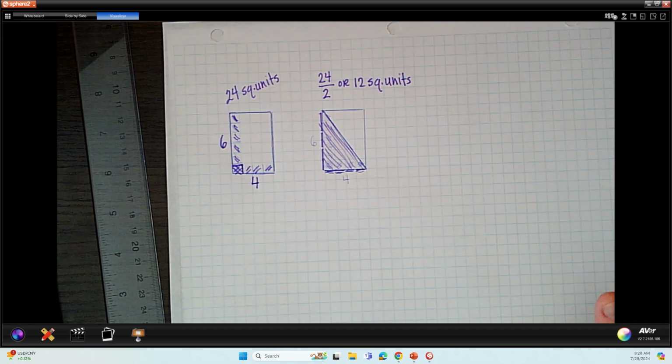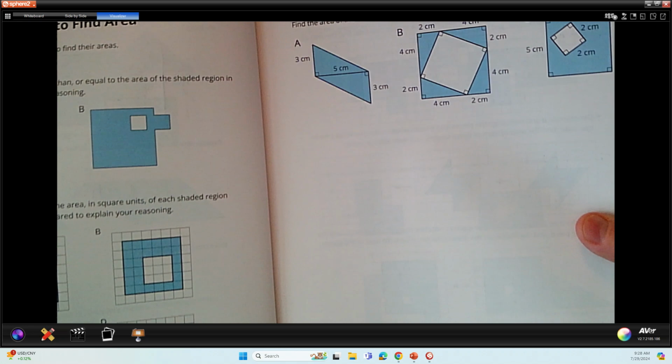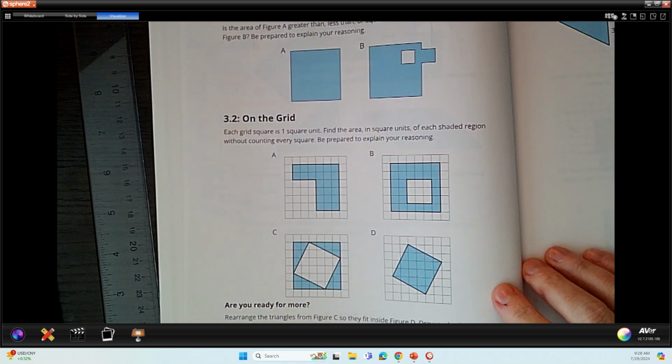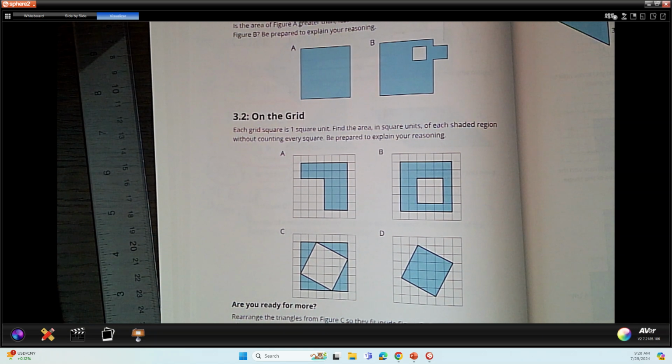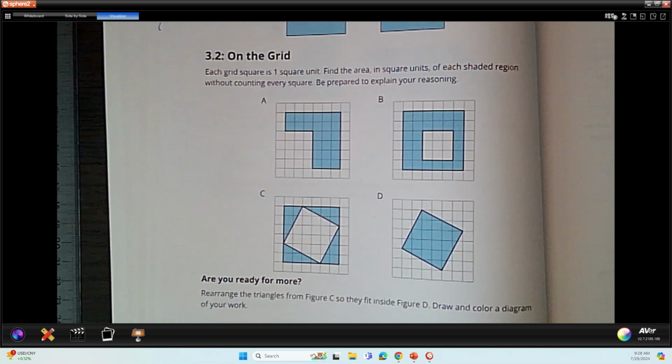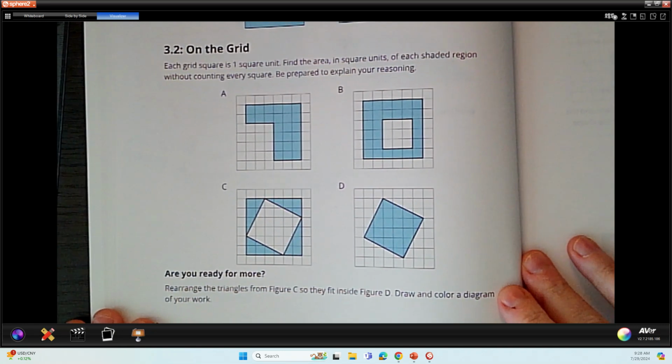All right, so now in the video, we're going to take a look at a couple of the practice problems from chapter 3. All right, so we're looking at lesson 3. And in lesson 3, we are going to see if we can find the area of the blue shaded spaces. So I'm going to zoom in.